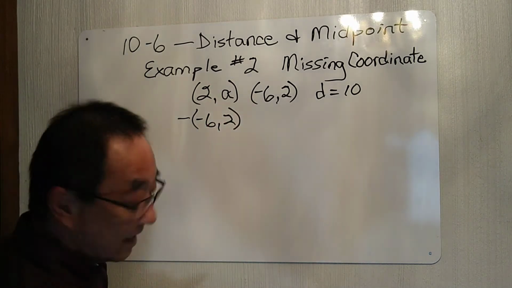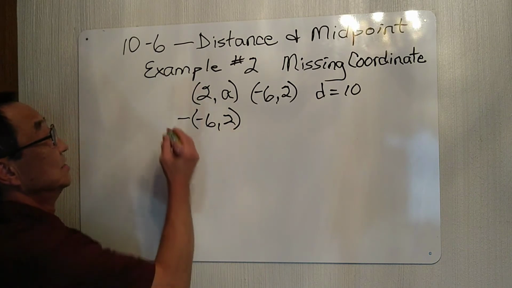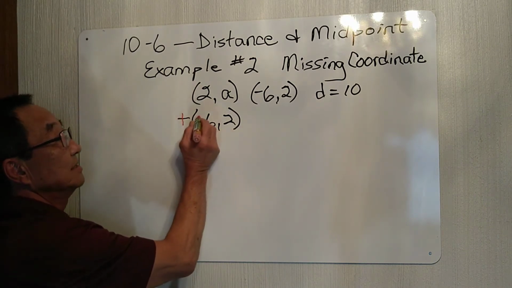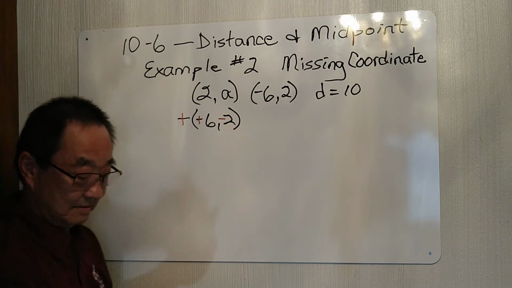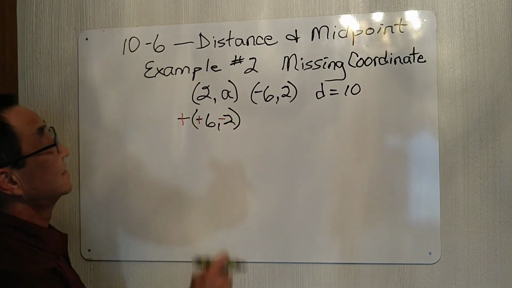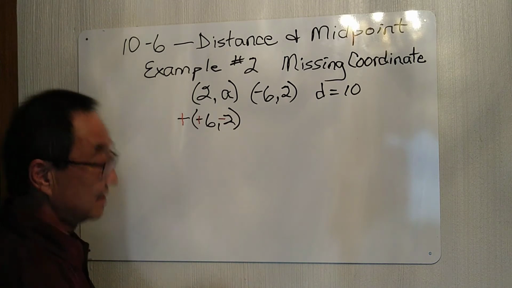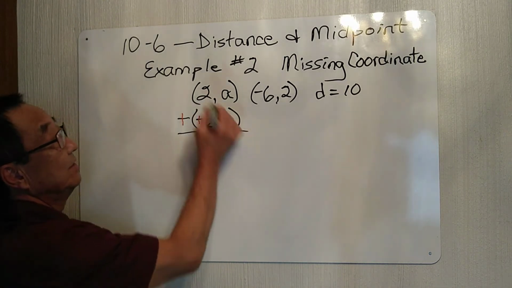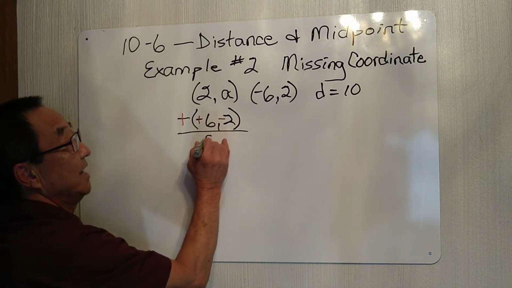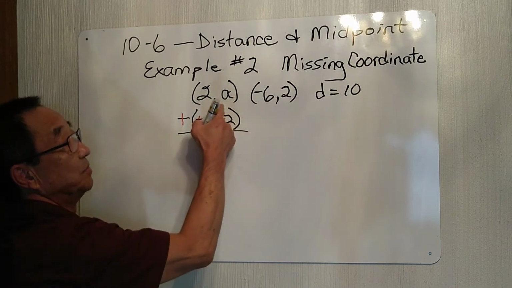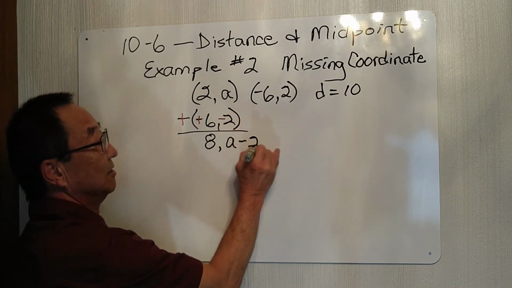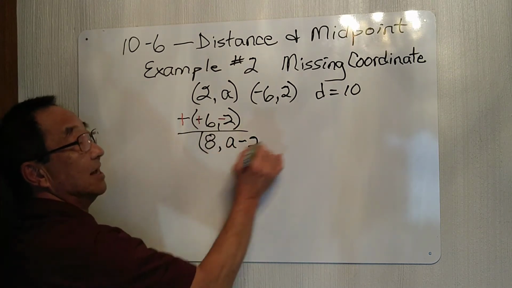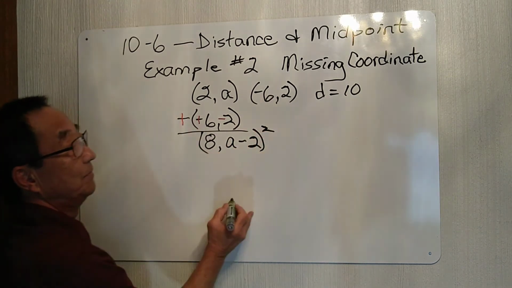Okay? Again, you're going to change signs. So this one goes to plus, plus, and then there's a minus right there. All right. Next step then is to add them together. So 2 plus 6 is 8. And then this back one now becomes a minus 2. All right, the next step was to square them.